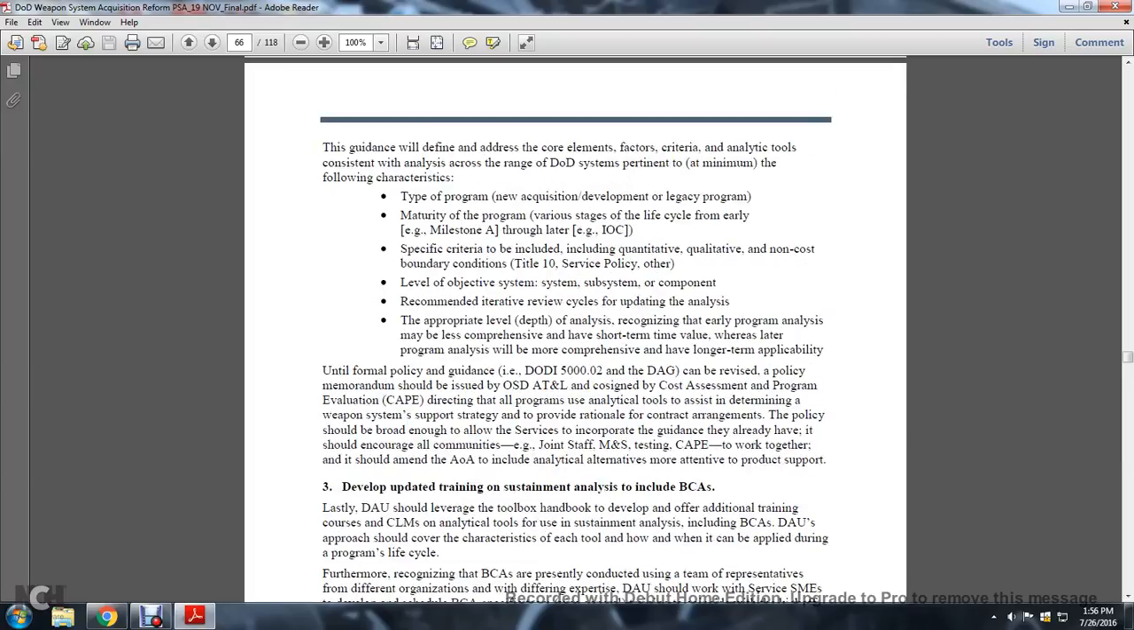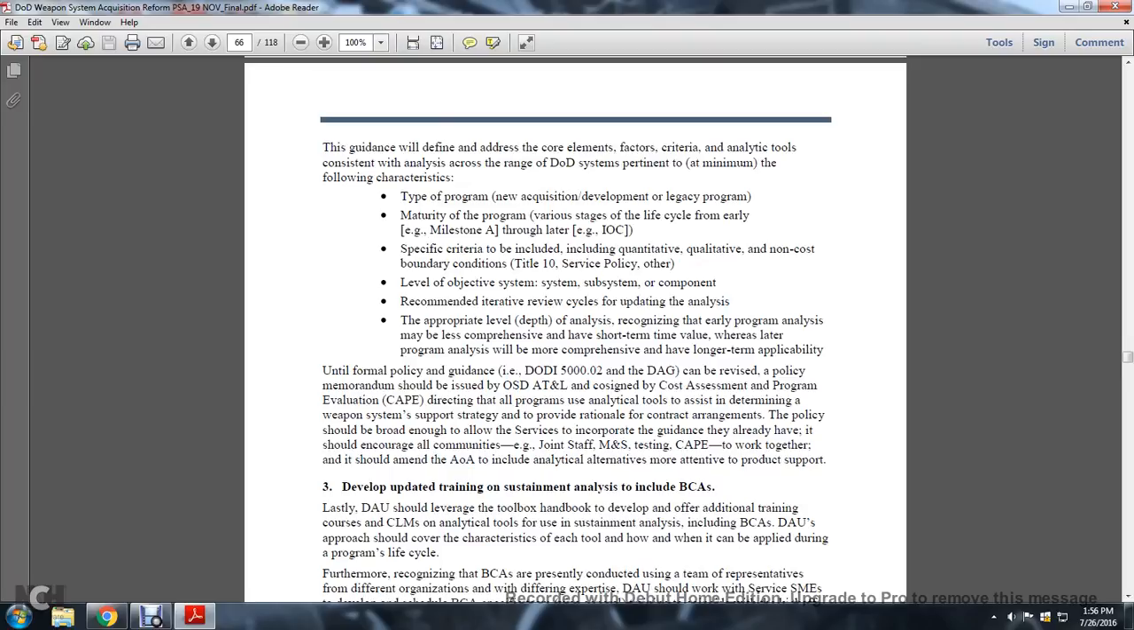The DAG can be revised and policy should be issued by the Office of the Secretary of Defense for Acquisition, Technology, and Logistics, co-signed by Cost Assessment and Program Evaluation, or CAPE, directing all the programs to use analytical tools and assist in determining the weapon system support strategy to provide a rational contract agreement.